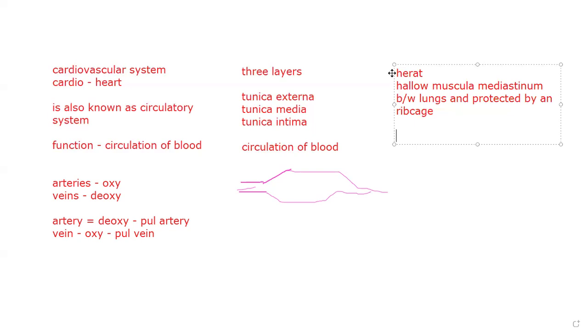And after that, it is fist size, and it is covered by 3 layers. What are the layers? Endocardium, myocardium, epicardium. These are the 3 layers which cover the heart. So it is a hollow muscular organ located in the mediastinum between the lungs, protected by the rib cage, fist size, and it consists of 3 layers: endocardium, myocardium, and epicardium.